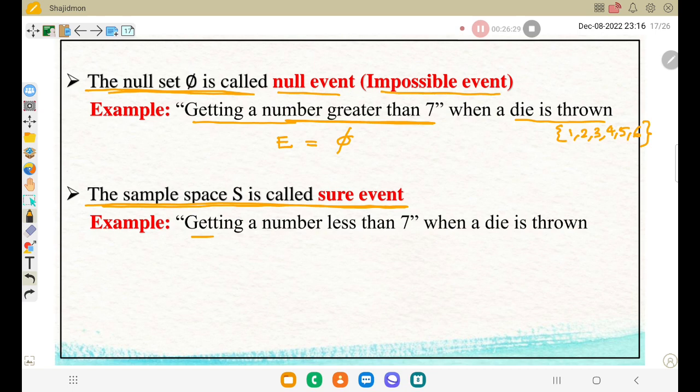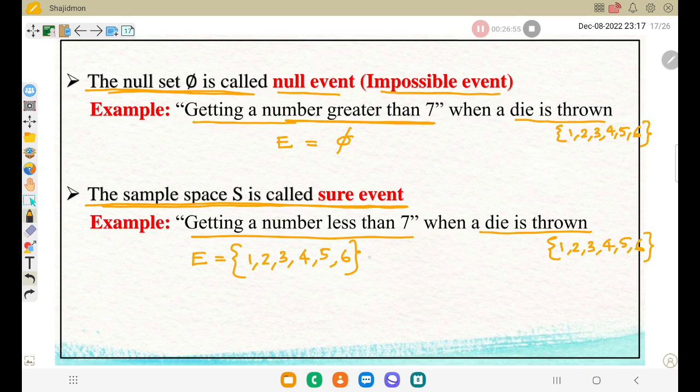Now, getting a number less than 7 when a die is thrown. Die is thrown means, as I told, 1, 2, 3, 4, 5, 6. Correct? Out of this, getting a number less than 7, below 7. So what will be that event actually? What are the possibilities? Either 1 will come, or 2, 3, 4, 5 or 6. Correct? It is the same as the sample space.